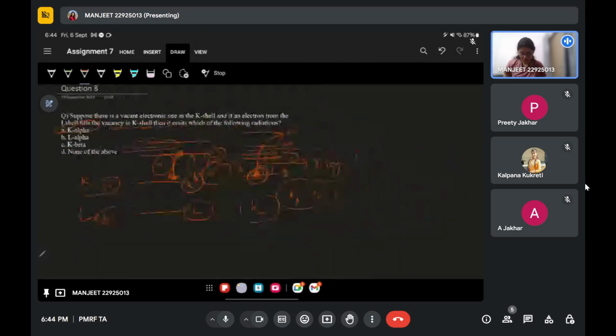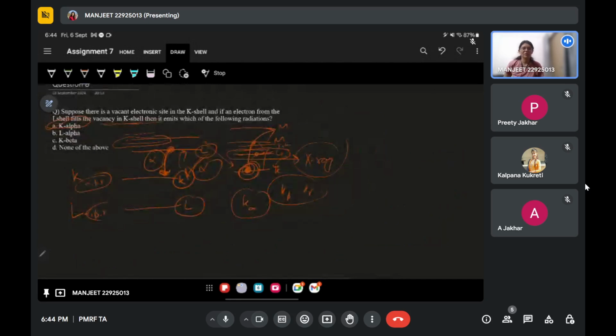Okay, so this is about how we name the radiation. The level it is coming to defines the K element, and alpha, beta, gamma is defined by the level from which the electron is coming. Here in this question, it is coming from the L shell to the K shell. Since it is coming to the K shell, it will be K, but since it is coming from the L shell, there will be the energy difference of L minus K. So this radiation will be K alpha 1.